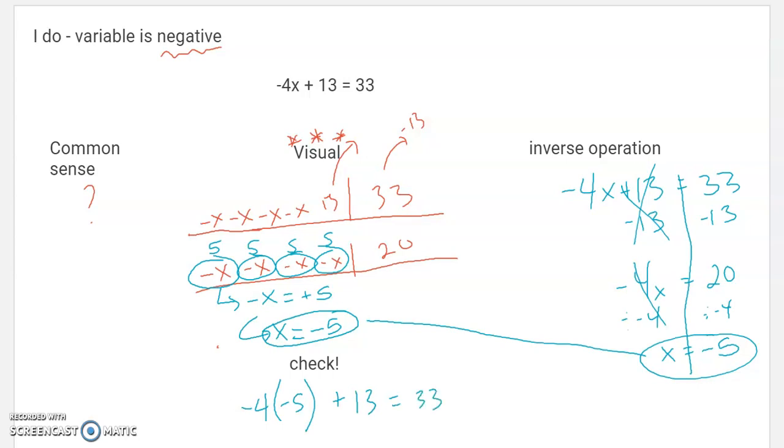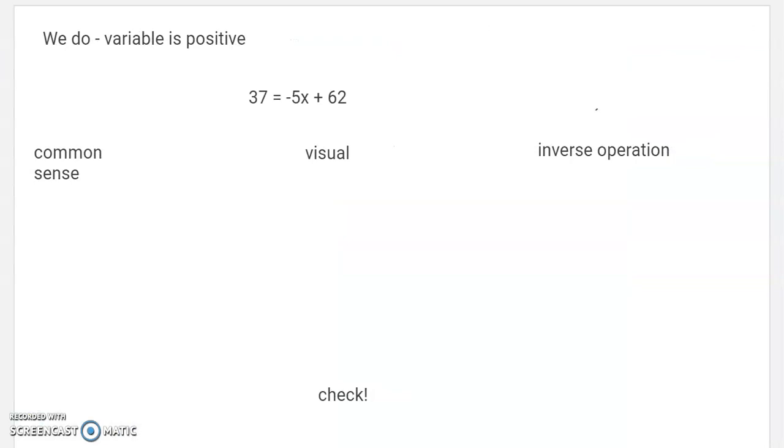And negative 4 times negative 5 is 20, plus 13 is in fact 33. So it does work. All right, let's do 2 together. I'm going to be short on time, so you may have to pause a good bit. I only have about 3 minutes to do each one.